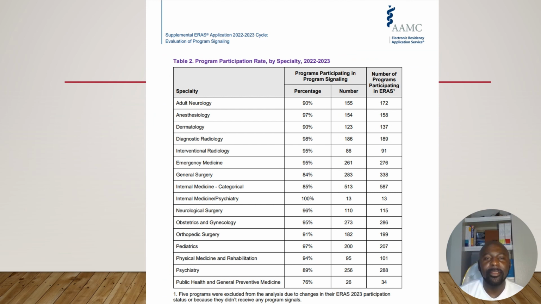This is another table directly from the ERAS website. You can see the percentage of programs that participated in signaling by specialty last year. So the percentage, again, for internal medicine, 85% of internal medicine programs around the US participated in program signaling. And so that kind of gives you an idea. I'm very sure 2024 March is going to be higher. It's probably going to be 90 or even 100, pretty much, because it gives the program director less work. It makes their life easier.